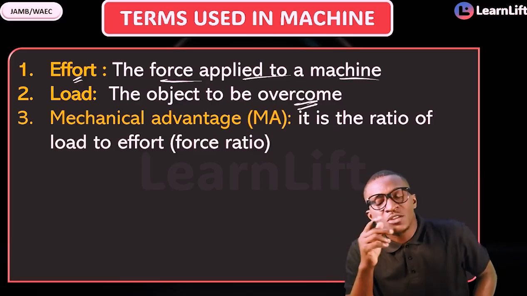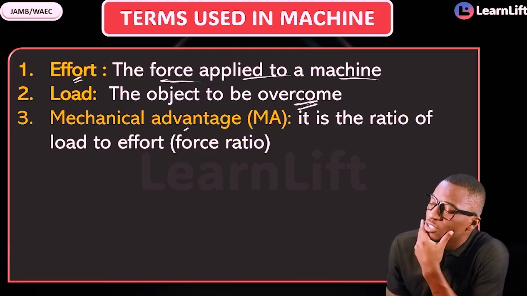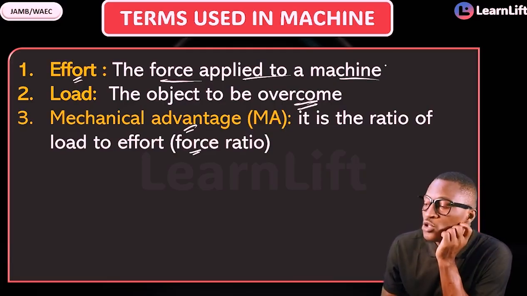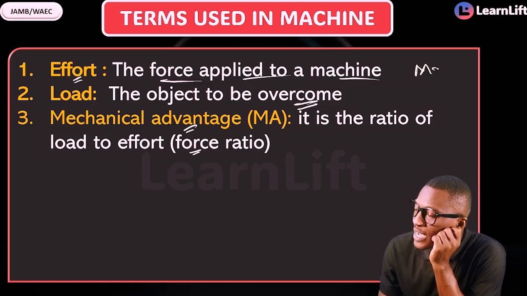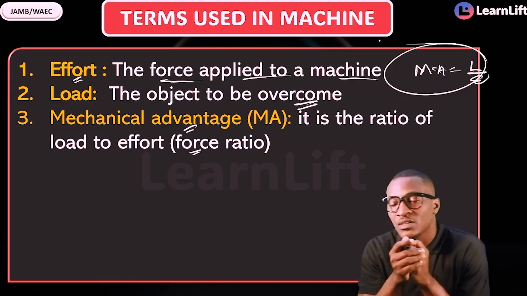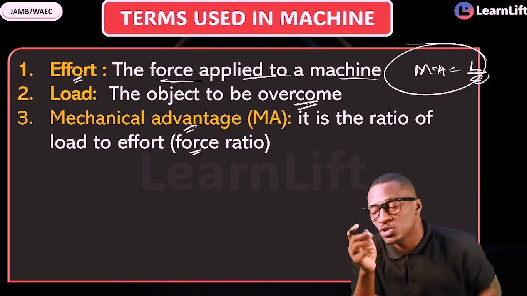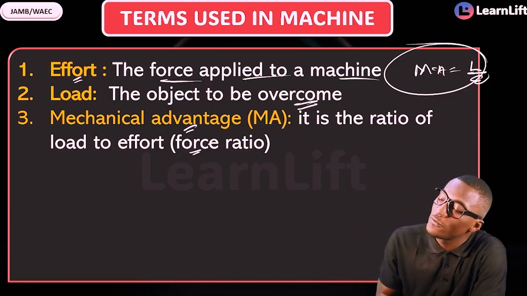Are you seeing that? The third thing is what to call mechanical advantage. What's mechanical advantage? It's also called your force ratio. It is the ratio of load to effort. So mechanical advantage is simply load over effort. But what's mechanical advantage? It is the ratio of load over effort, or it's also called the force ratio.